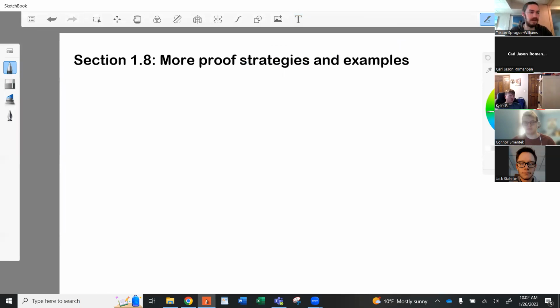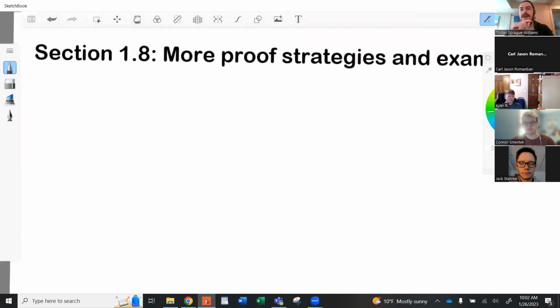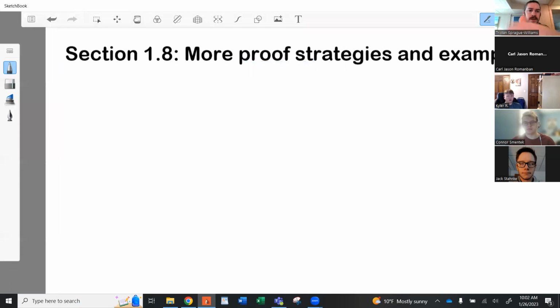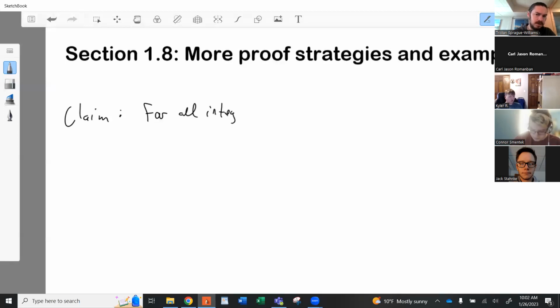So let's start with this idea. What if you are given a claim and it's actually false? Claim: for all integers n, n is less than or equal to n cubed. This is actually false. N is not always less than or equal to n cubed.